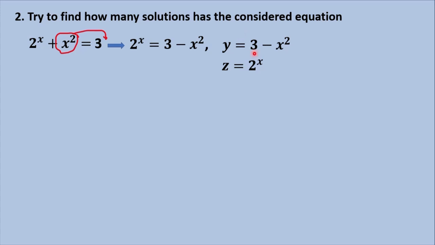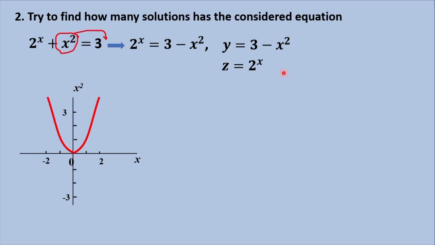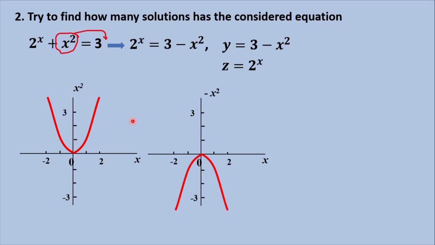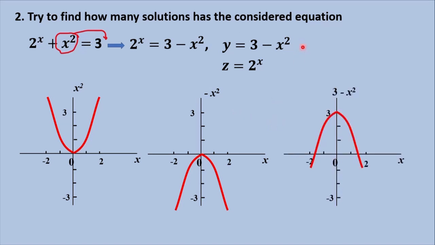First we consider 3 minus x squared. So first we plot x squared. So this is just a sketch. Then we consider negative x squared. So we flip this curve with respect to x-axis. And then we add 3. So we lift this curve up. And this is the plot of the right hand side.